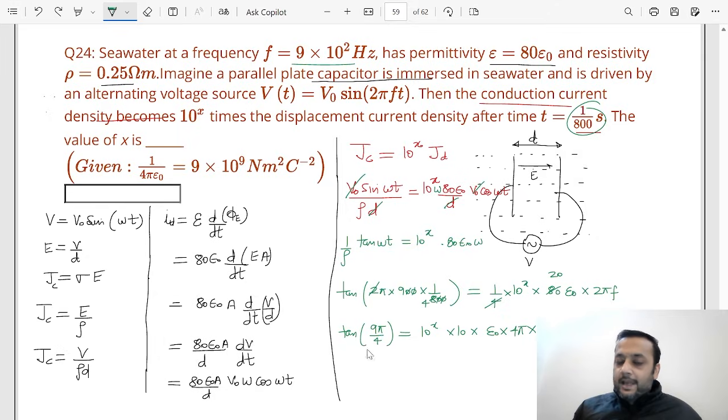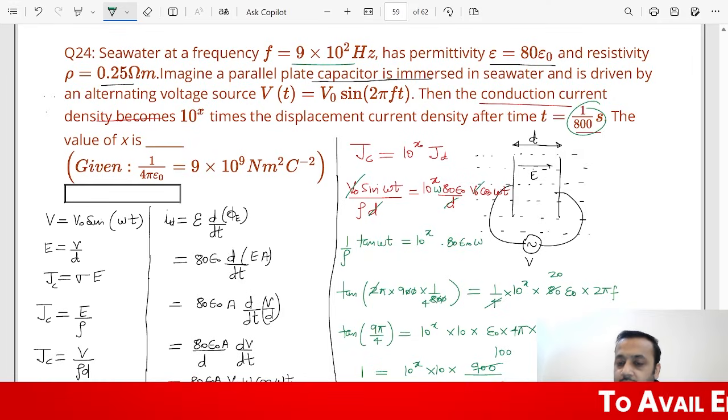Now look, tan of 9 pi by 4 will be 1, because this effectively becomes tan pi by 4, which is nothing but 1. This becomes 10 to the power x into 10 into 4 pi epsilon naught, whose value is 1 upon 9 into 10 to the power 9, multiplied by 900. Okay, this is the value. So this 9 will make it 100.